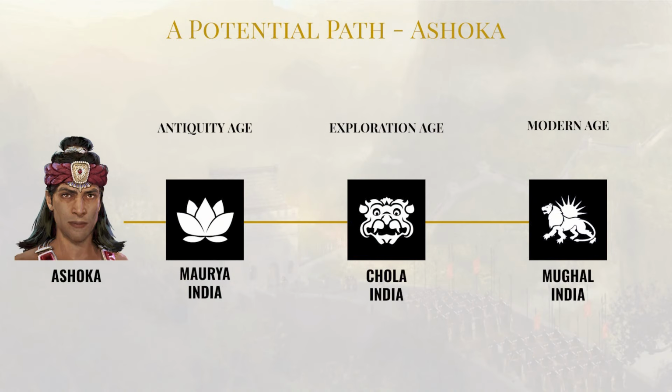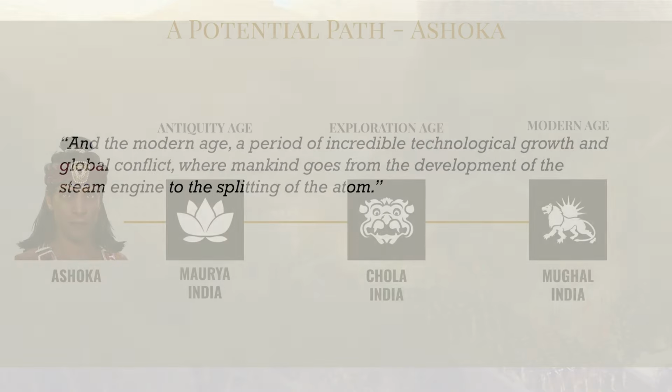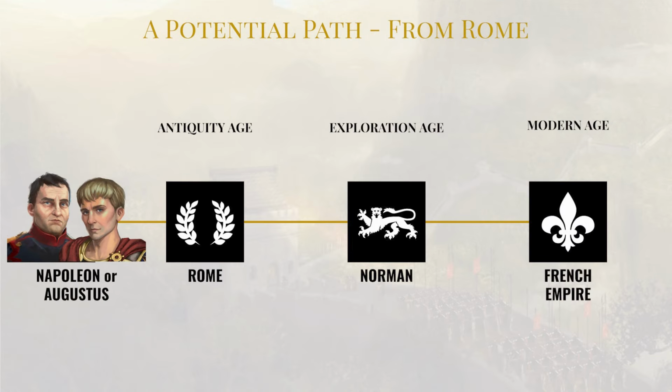I don't think we know much else about that transition period, except that they did say in the video, the modern age is a period of incredible technological growth and global conflict where mankind goes from the development of the steam engine to the splitting of the atom. We thought it would be the industrial era, but the Mughals are kind of hinting it would be slightly earlier, 1600s or so.